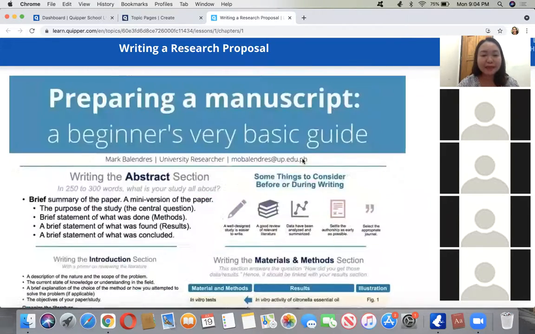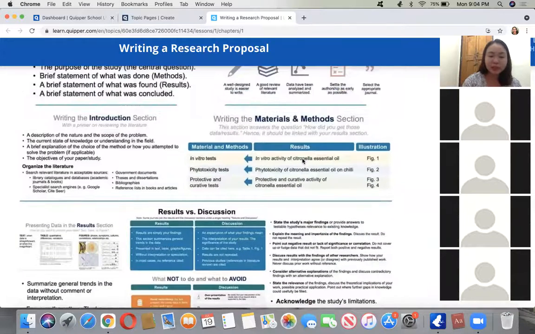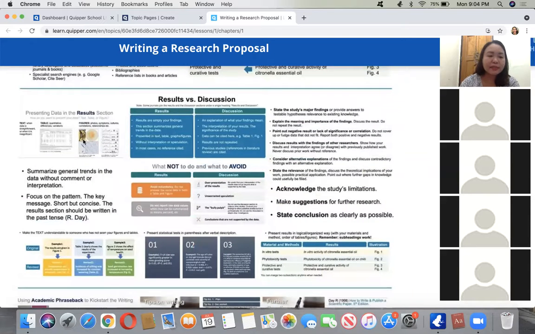So going back, we only have 5 minutes, so let's just go back to the same link. In the results, I already showed you that we have the summary of the data, but without interpretation. You just focus on which is higher, which is bigger, and it should be short and concise, and should always be in the past tense, because the result is already done.